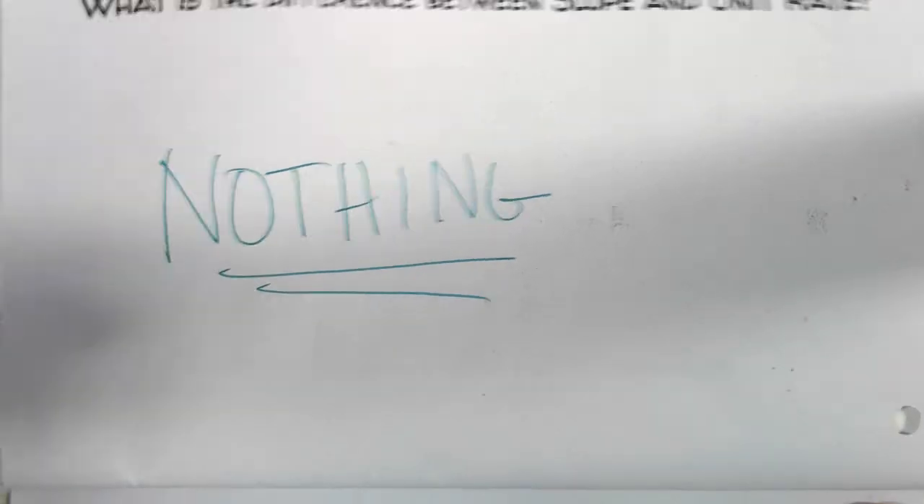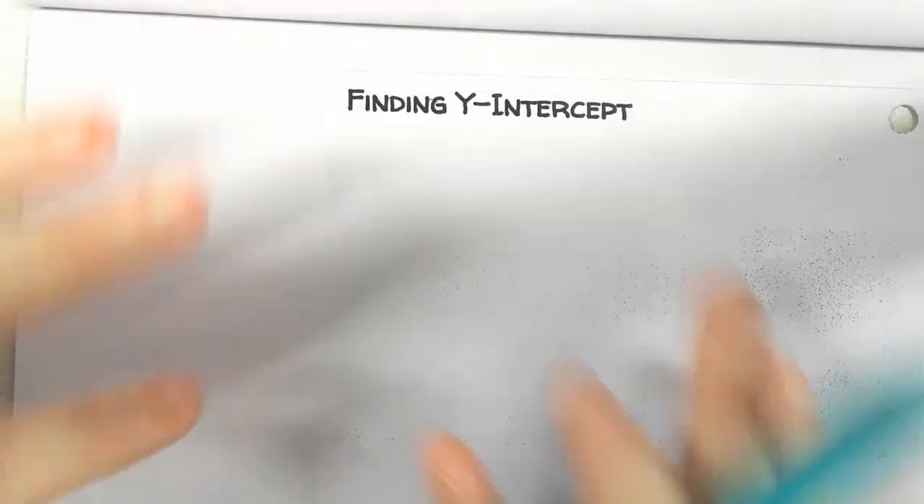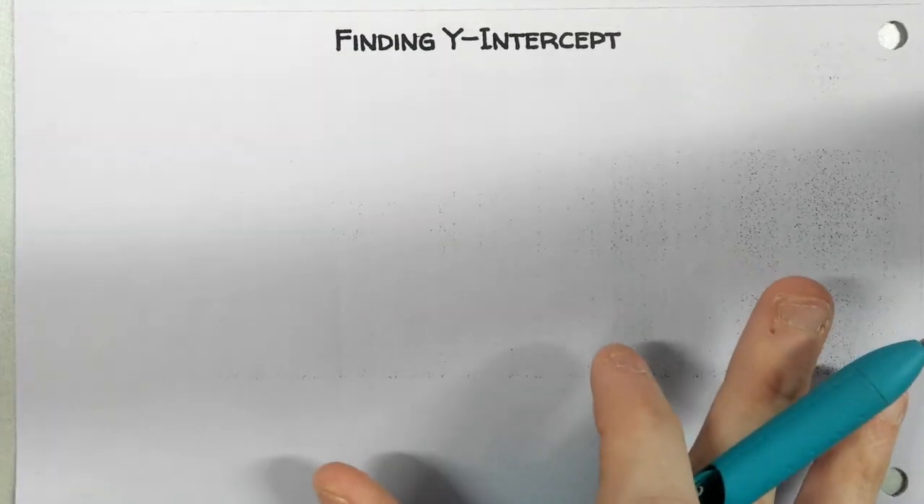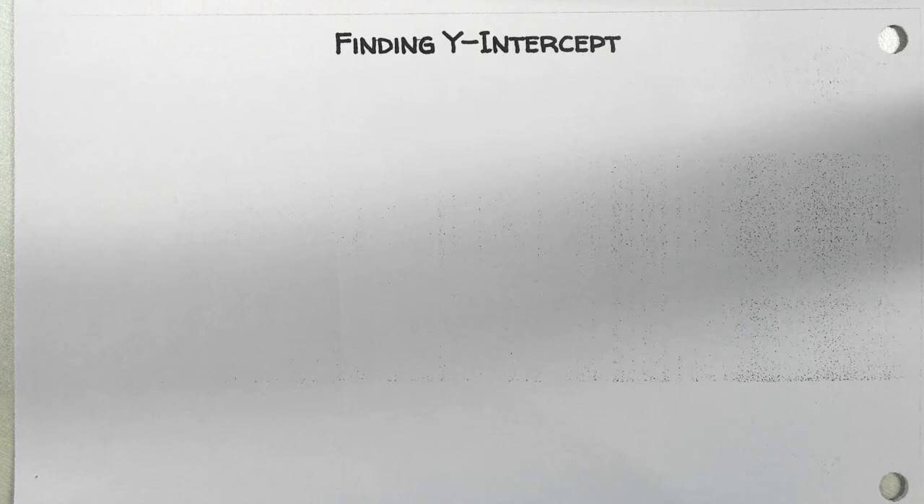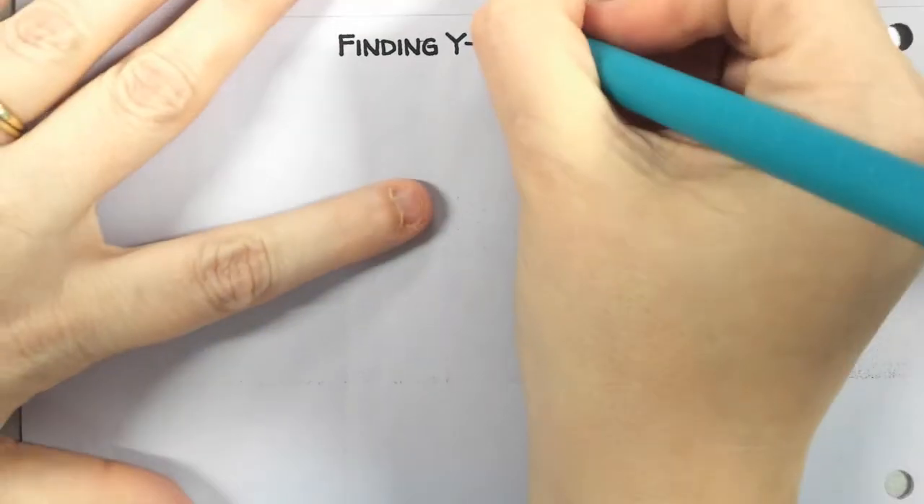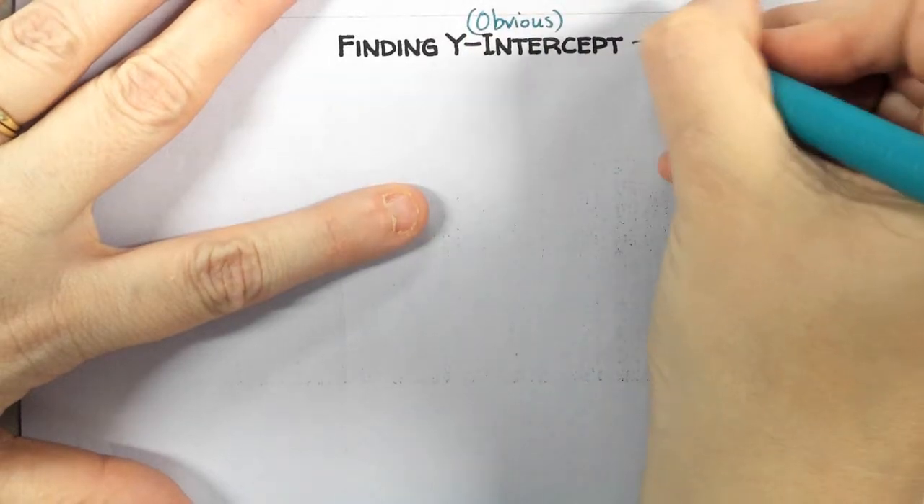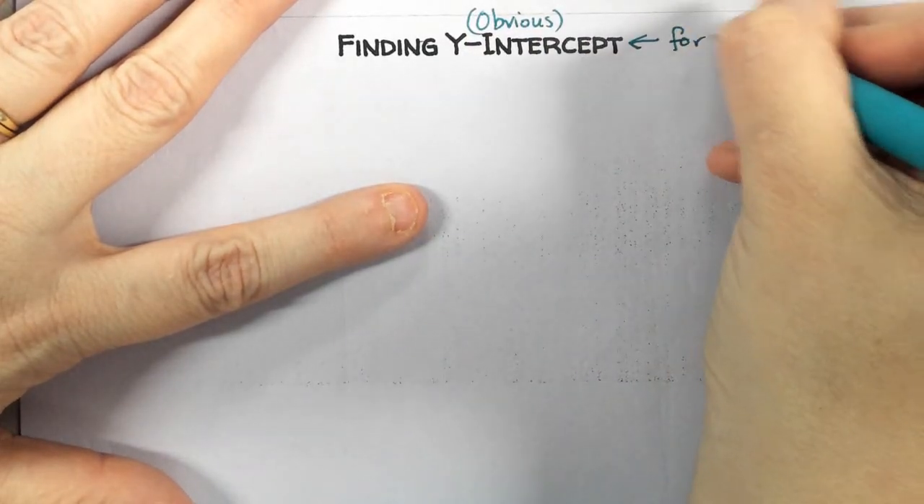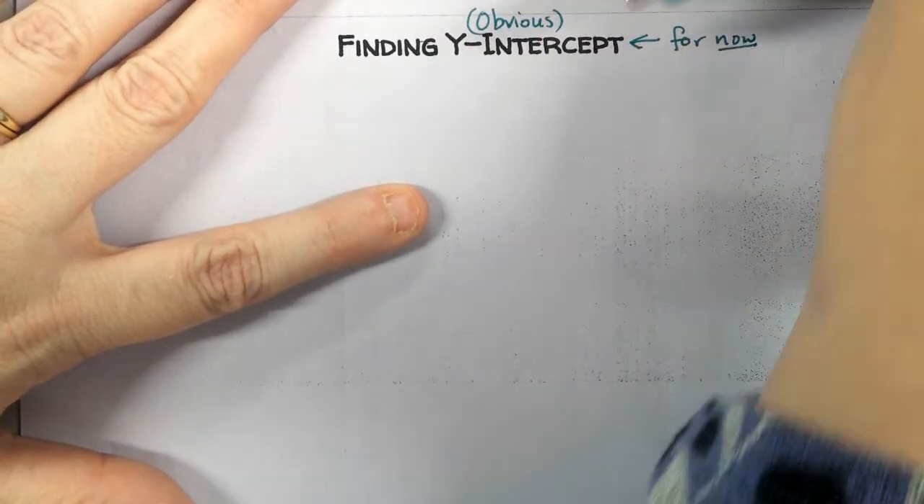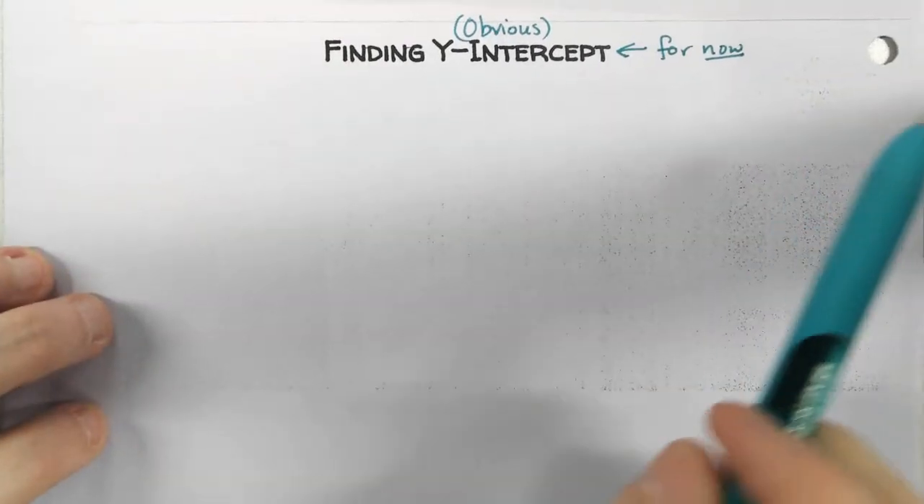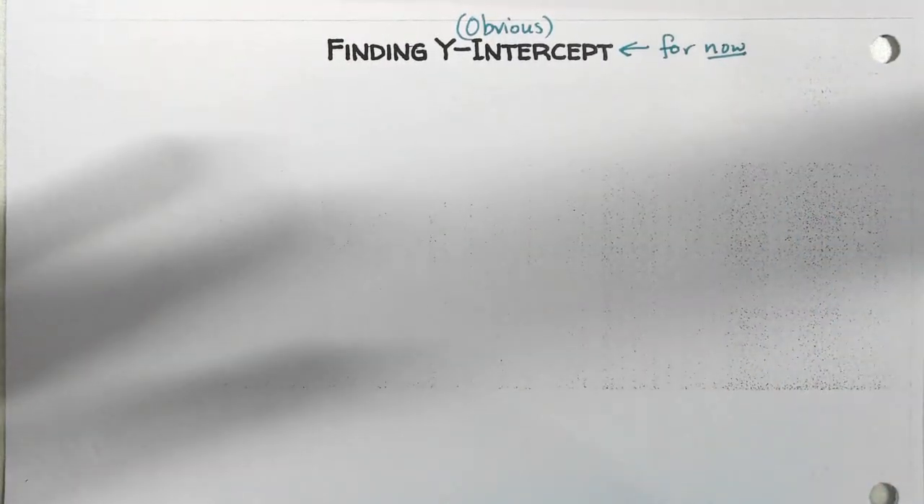All right. Once you've got that down, let's skip down here to finding y-intercept. Now, I'm not going to call this easy y-intercept, because that implies that there are other ways to find y-intercept that are hard. What I am going to call this is totally obvious y-intercept. And this is just for now. Next unit, we're going to start finding y-intercepts that are more complicated.